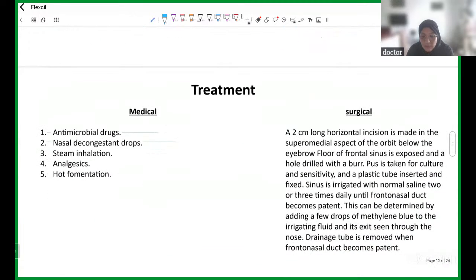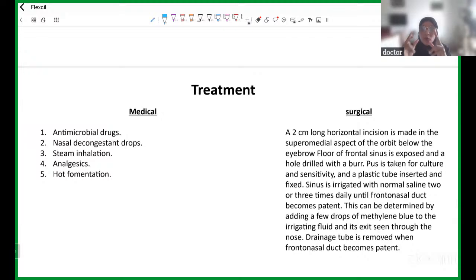Treatment, as I told you, divided into two. Medical and surgical. Now, medical here means conservative method. So this is same as of acute maxillary sinusitis. So every sinus can get inflamed. Maxillary sinus can get infected. Frontal sinus can get infected, or ethmoidal sinuses can get infected.